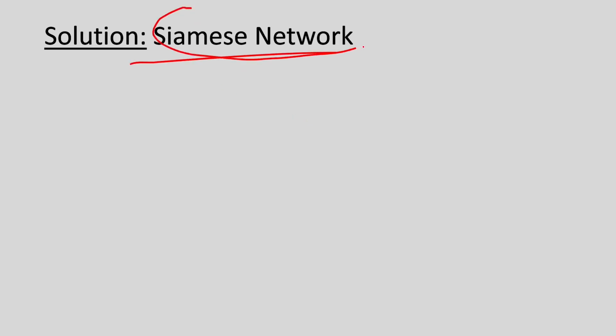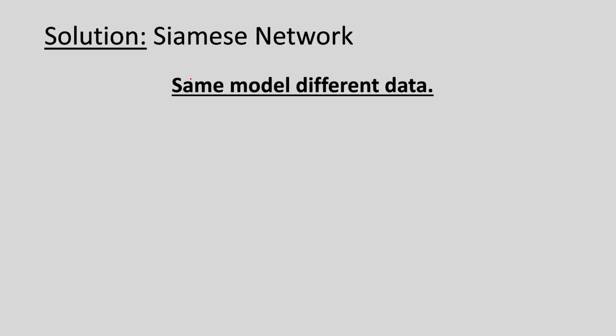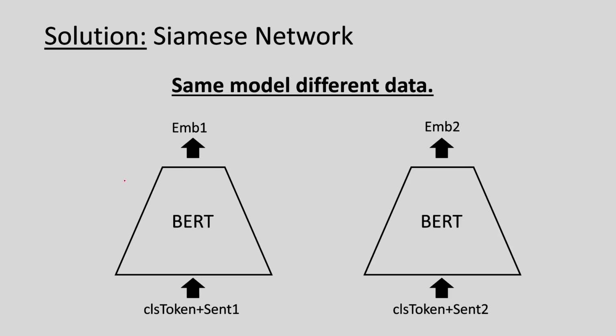The solution is something called the Siamese network. So what is the Siamese network? It basically says we are going to use the same model, but we are going to use different data. You might have already thought this, but we were able to solve a great problem in approach 2. Here we are going to change that approach a little bit. In approach 2, we were only giving the sentence. Here we have prepended a CLS token, something like what happens in BERT, and same thing for sentence 2 also. So we prepend this particular token for both the sentences, then ask BERT to convert them into embeddings.